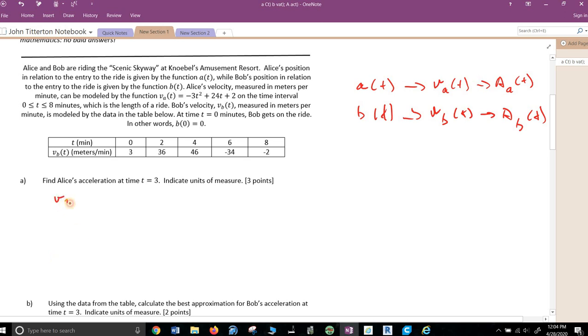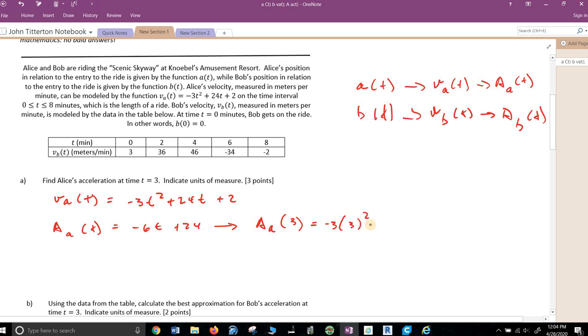So I like to write everything out. And then, like I said, I'm going to do a capital A. And I'm going to find the derivative. And then I'm going to find the acceleration at time 3. Just had a brain cramp. It happens.